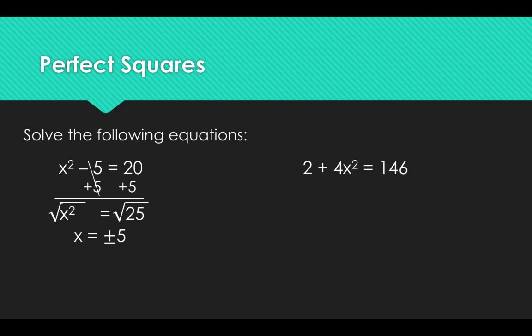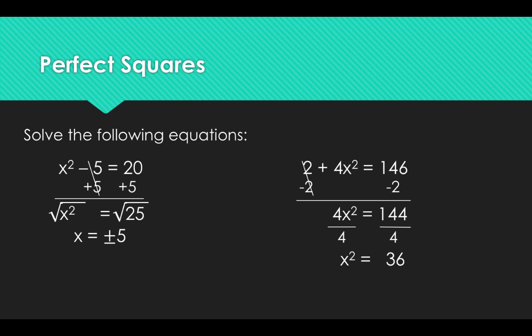So let's try this again. Let's try this with 2 plus 4x squared equals 146. So the first thing we need to do, just like solving any other regular equation, is we need to subtract the 2 from both sides. So the 2 minus 2 will cancel out, and I'm left with 4x squared on the left side and 144 on the right side. I'm going to divide by 4 so that I can get x squared by itself. So I'm left with x squared equals 144 divided by 4, which is 36.